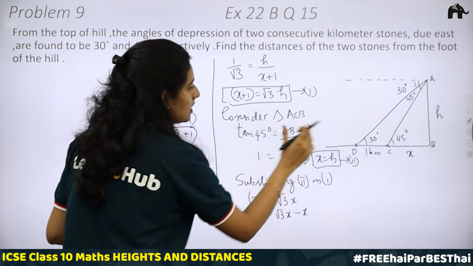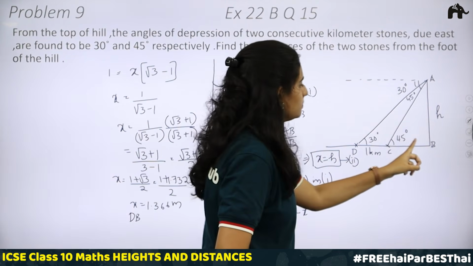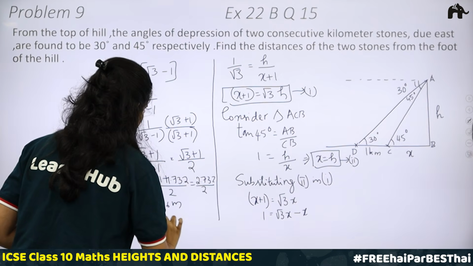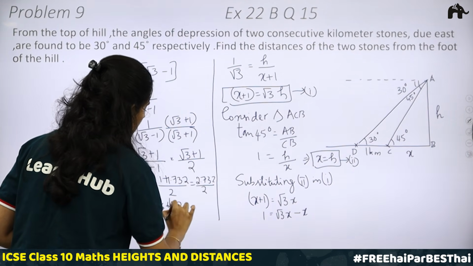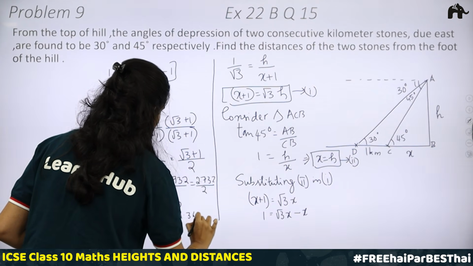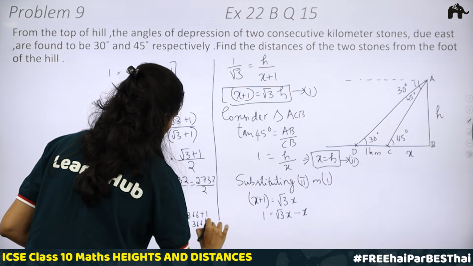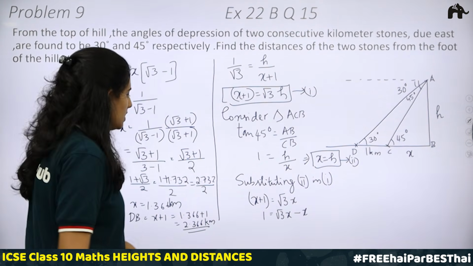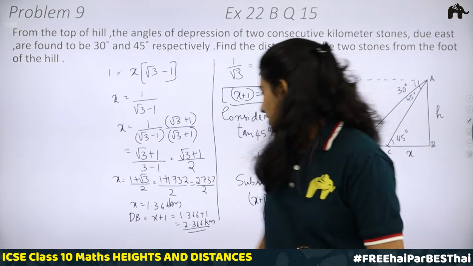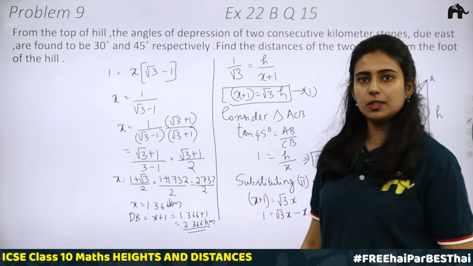Then what is the second distance? DB. The distance of the second stone from the foot of the hill will be equal to x plus 1. The unit is kilometer, x plus 1 kilometer, 1.366 plus 1, which is 2.366 kilometers. The distance of the second stone is 2.366 kilometers. Clear?